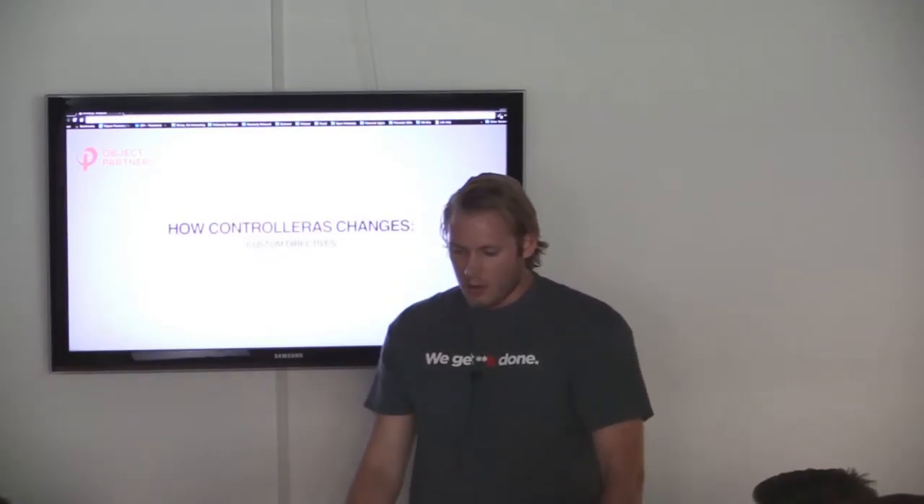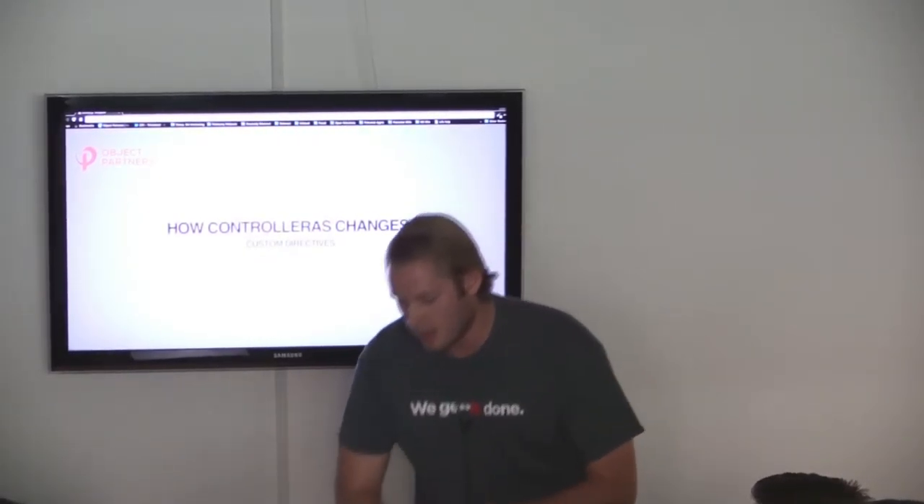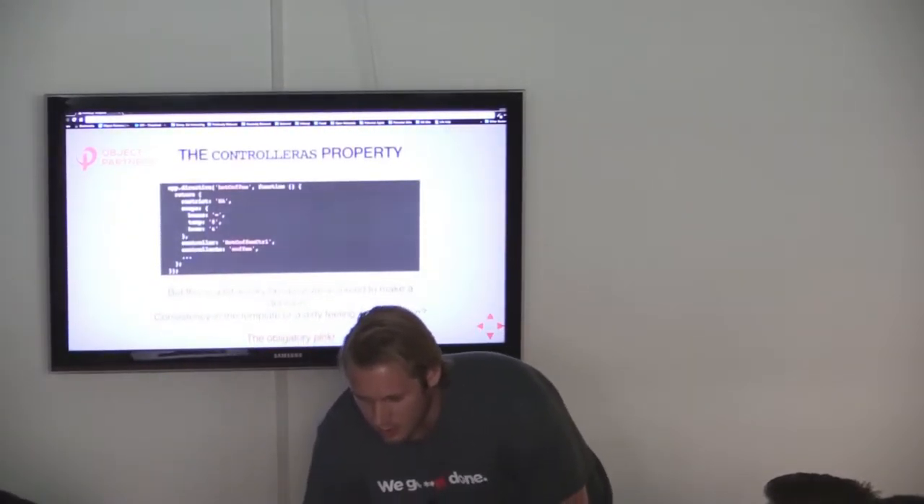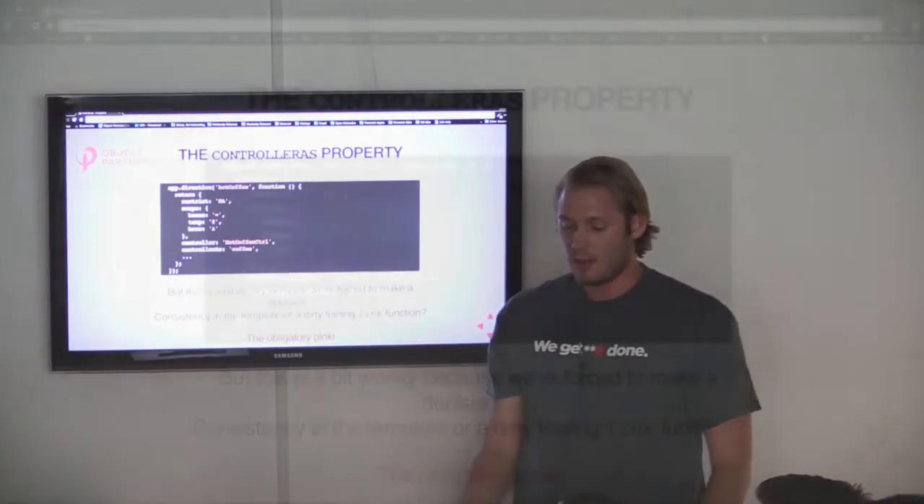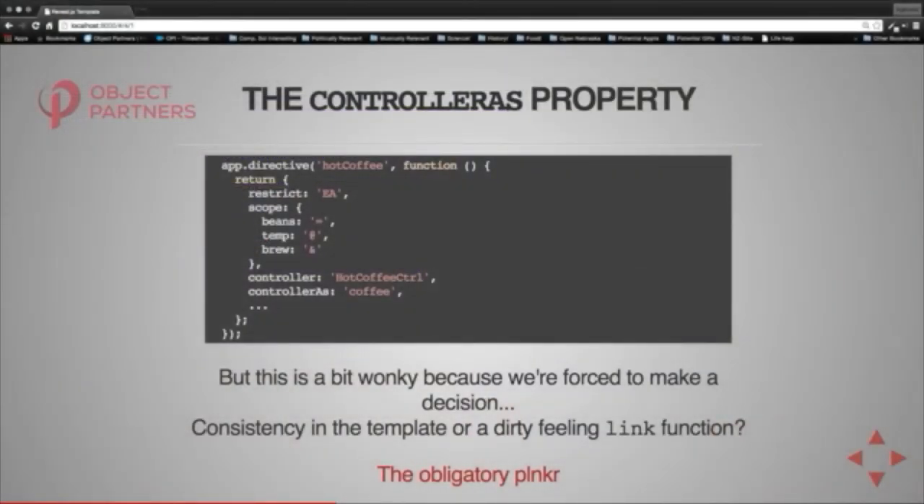So how this changes custom directives. This is kind of where it gets interesting. So the controller as property. Wow, you mean we just do controller as, and then you put the name there. I think you can also do whatever the controller is, and then just as, like we had in the HTML, right? Controller as main. You could do hot coffee controller as coffee if you want. I always like to have just the controller as property proper there as well.